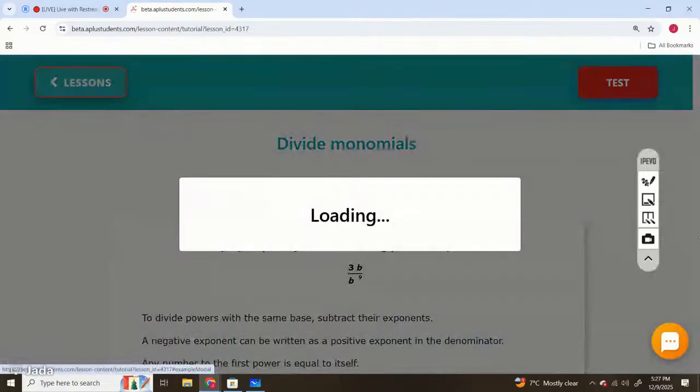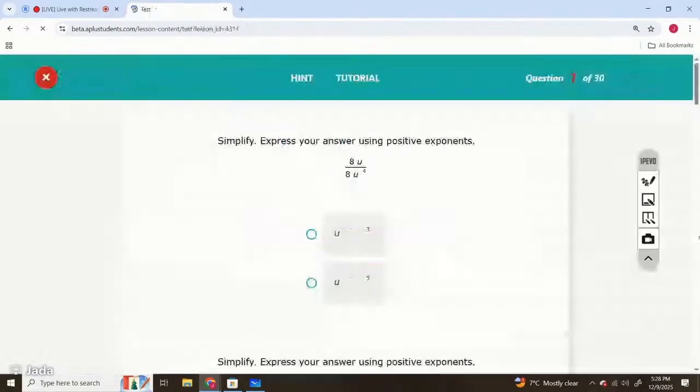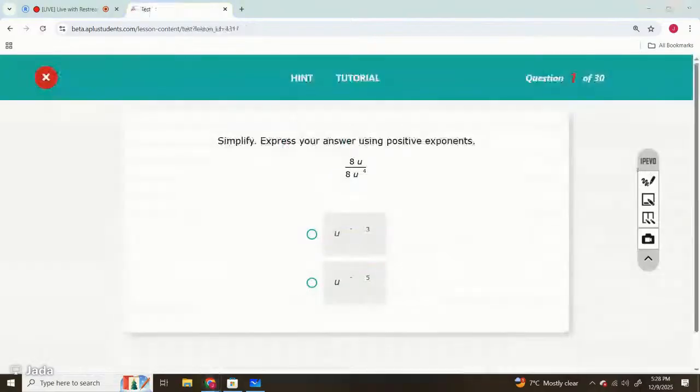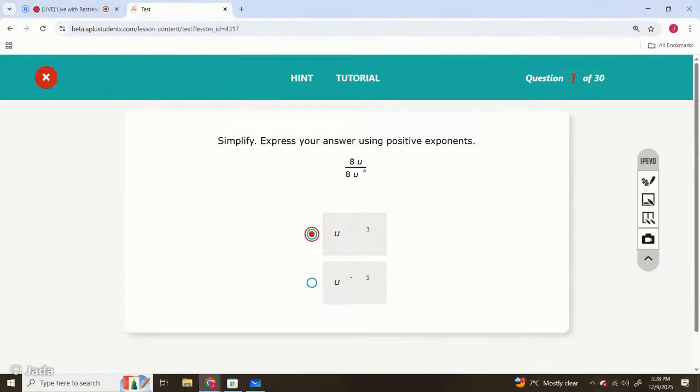Let's just start with the test questions. Simplify 8u divided by 8u4. So 8 and 8 cancel out because 8 times 1 is 8. They have the same base, so their exponents are subtracted. 1 minus 4 is u exponent negative 3, and we can write it as 1 divided by u exponent 3. Or you can write the answer with a negative exponent, u exponent negative 3. Option number 1 is the correct option.